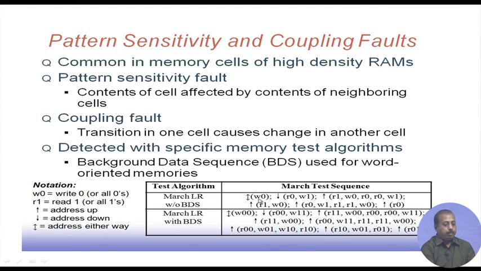W0 means I will write 0, and then there is this up arrow and down arrow. An up arrow means I will be writing in increasing order of address. Similarly, a down arrow means I will write in decreasing order of address. Since it is a bidirectional arrow, I can do it in any sequence that I want. If I decide to do it in the upward address direction, first for the lowest cell I will write a 0, then the next cell, then the next cell, and this way I will go on writing the 0 values in all the cells.